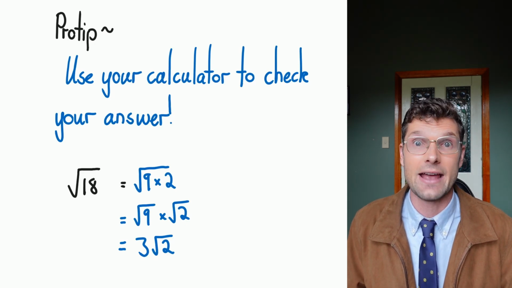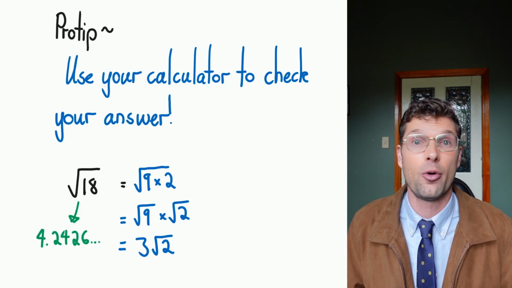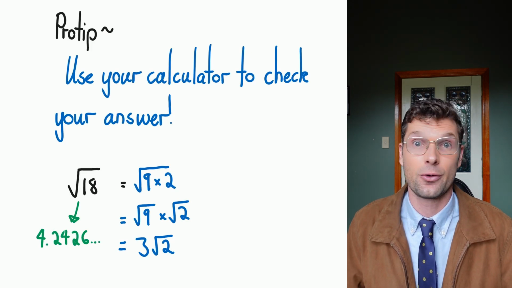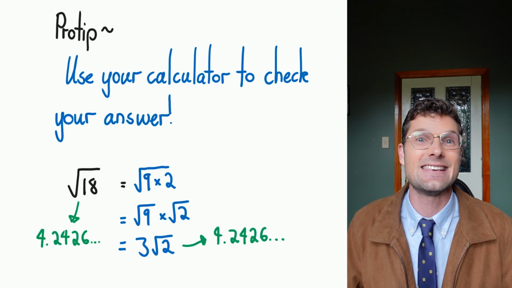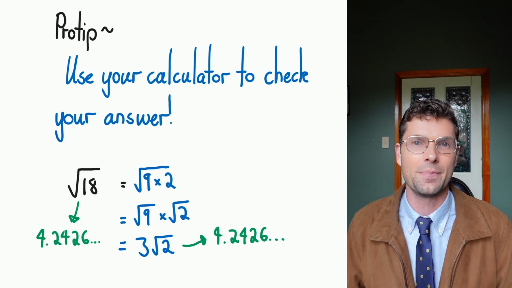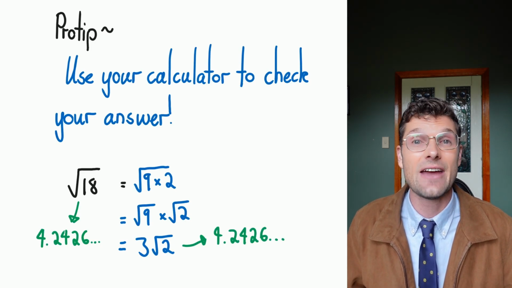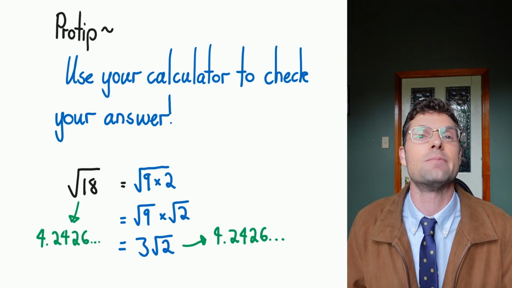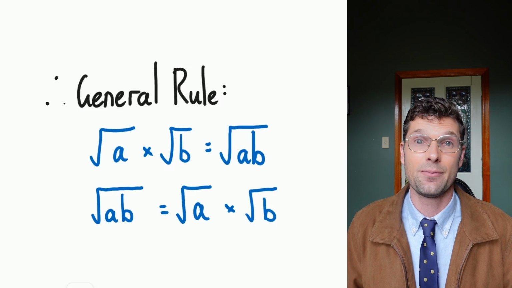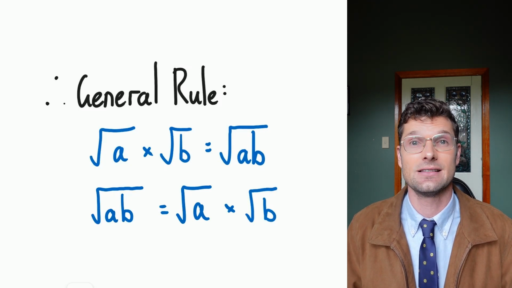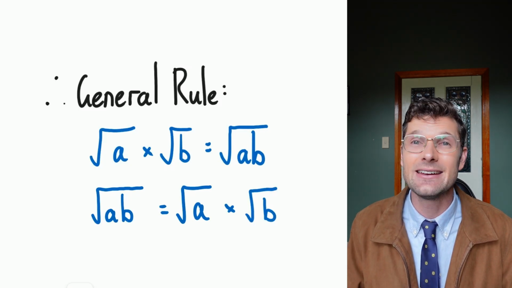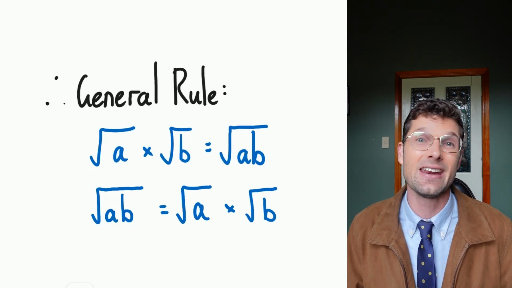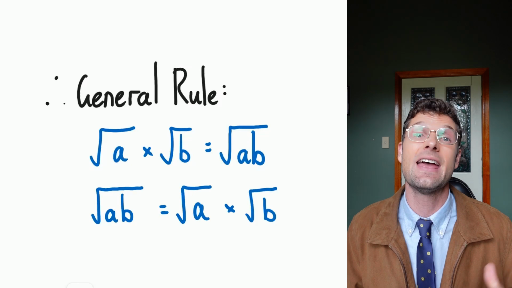If I put in root 18 and just hit equal, the answer's like 4.24 and then a whole bunch of decimals. Then I can just put in 3 times root 2. No way, it's the exact same number, 4.24. So what we know now is that I had definitely done this correctly. These two things are equal or equivalent, but it's in a more simplified form. So this example here is all we need to know for today's lesson. Being able to combine or break down surds because of the multiplication rule is incredibly important, and it's going to be what most of your marks are on in the upcoming exams.